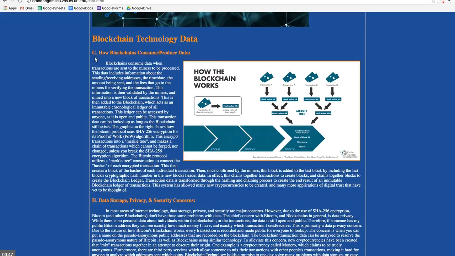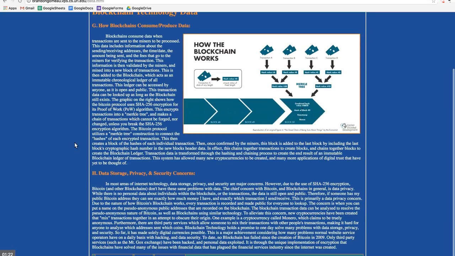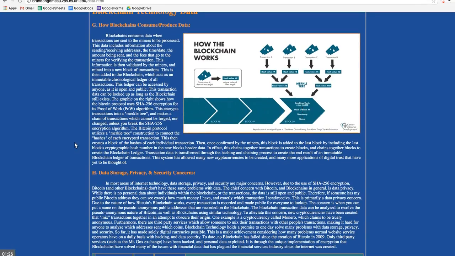For my first question, G, I have how blockchains consume and produce data. On the right, you can see a flowchart of how the SHA-256 encryption algorithm hashes each transaction and then combines each transaction into a Merkle tree. This Merkle tree is then combined into the block, and each block is added to the blockchain. This process encrypts all the transactions into an immutable, or unchanging, ledger. And this specifically is the key to Bitcoin and how it works, why it's so secure, and why it has the properties that it does.